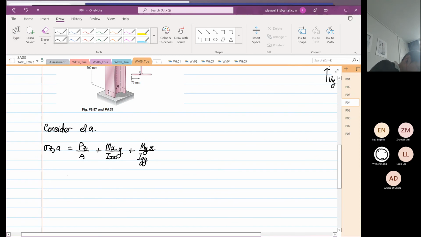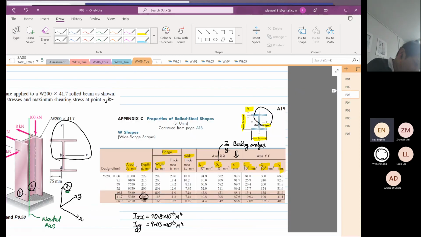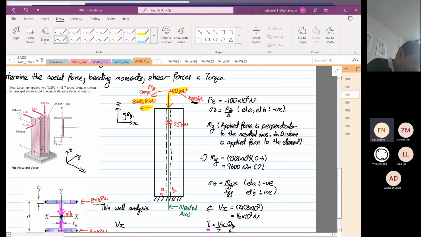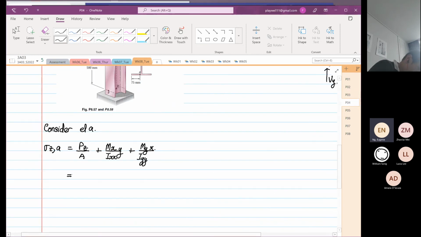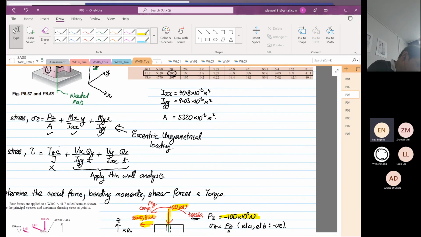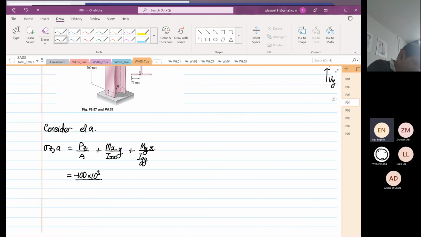Yeah. So our Pz, the value we have come up with, is equal to minus 100 times 10 to the power 3, as you can see over here. So we're going to write down minus 100 times 10 to the power 3. The cross-sectional area we got from the table, right? The cross-sectional area is equal to 5320 times 10 to the power minus 6. So this is equal to 5320 times 10 to the power minus 6.